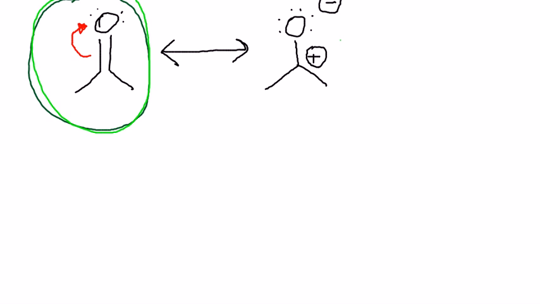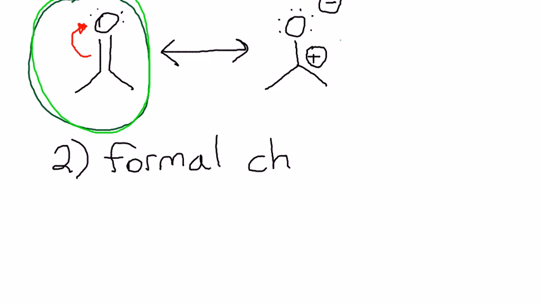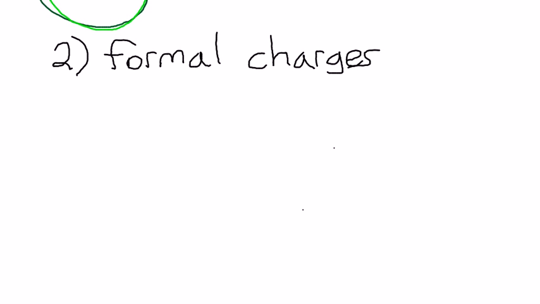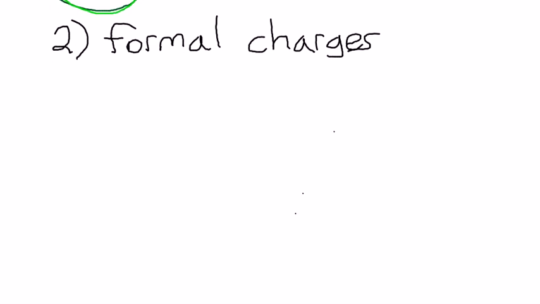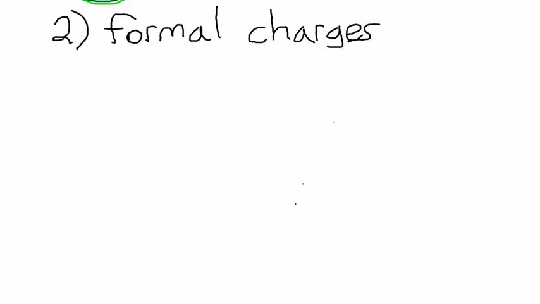So those are the big factors when considering stability. The second thing you should look at is formal charge, or formal charges, I should say. And what the trend is ultimately is that the fewer the number of formal charges, the more stable that resonance form is, and the more significant it is when representing the molecule as a whole.